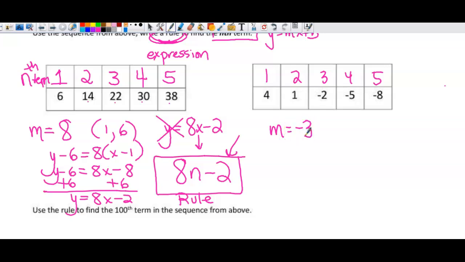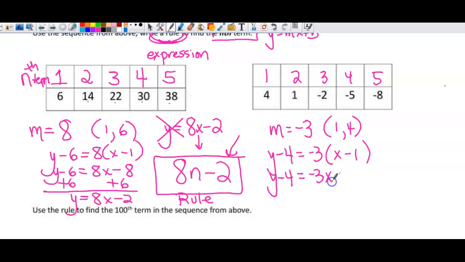You can pick any one you want here. I always just pick the first term, which was 4. This is y minus 4 equals negative 3 times x minus 1. And remember, you could have always paused the video, tried it, and then checked your answer. You distribute on the right. We add 4 to both sides. And you get y equals negative 3x plus 7.